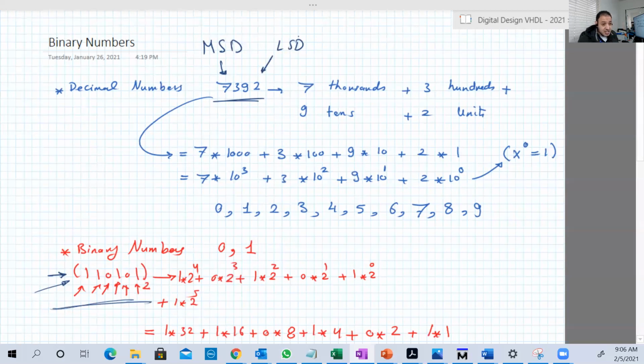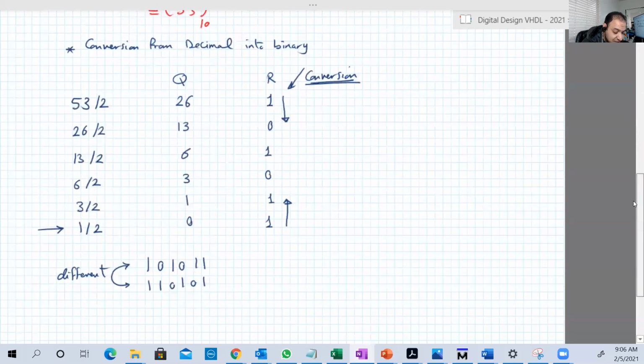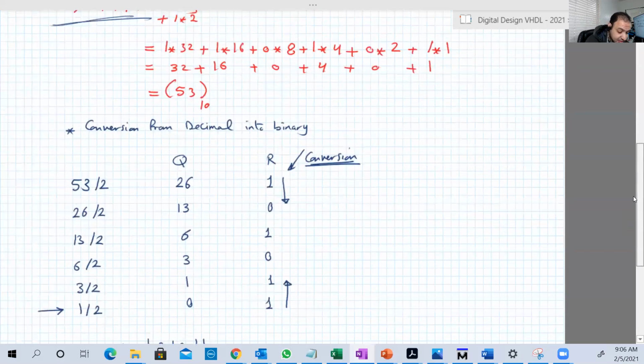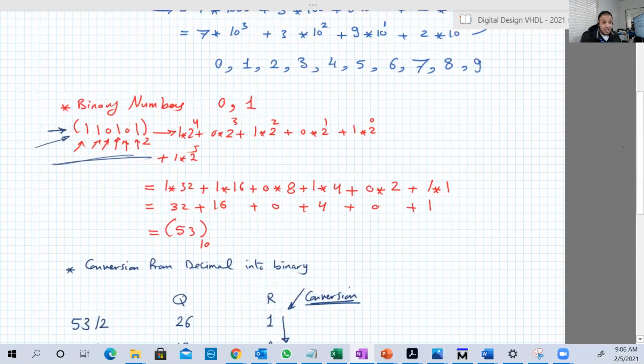So we said that the 7 is 7,390, 9 tens is in 2 units. Okay, so we have also the same concept here in binary numbers. We have also significant digits, most significant digits and least significant digits. So for example here, this is the most significant digit, this is the least significant digit.